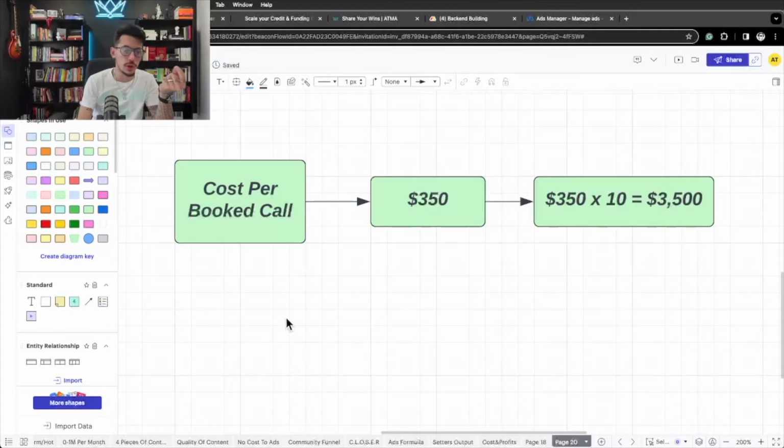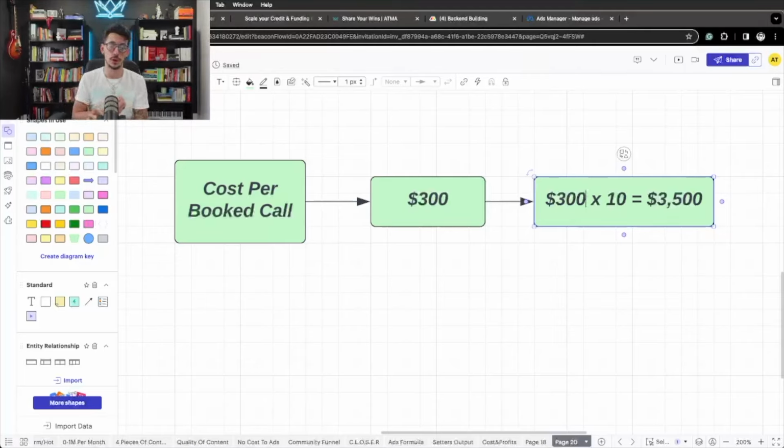So let's say you are spending $300. Actually, let's run it at $300, so it's easy math for everybody. And guys, I've seen book calls from $100 up to, I wouldn't go over $500. It better be a very qualified lead.